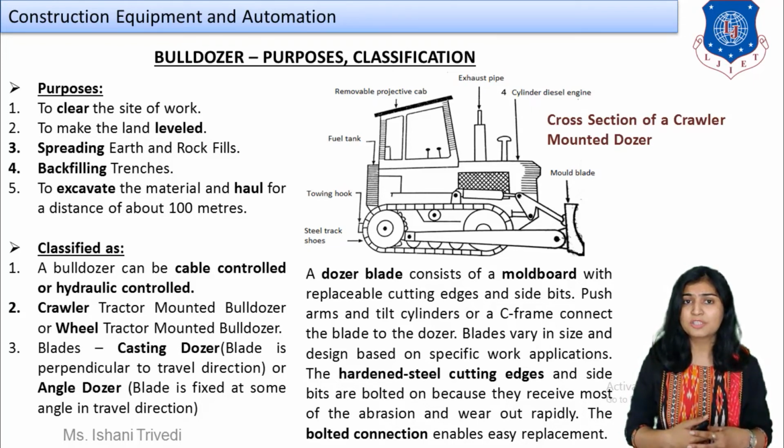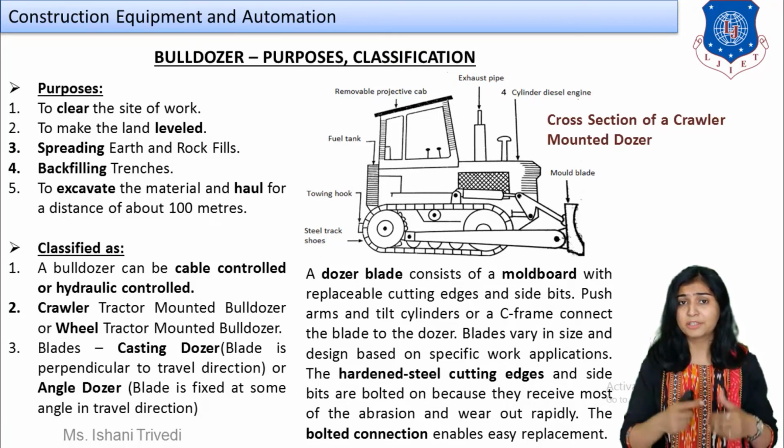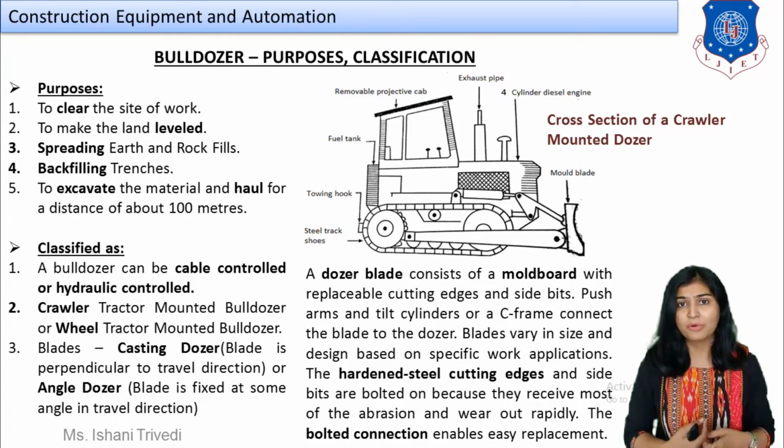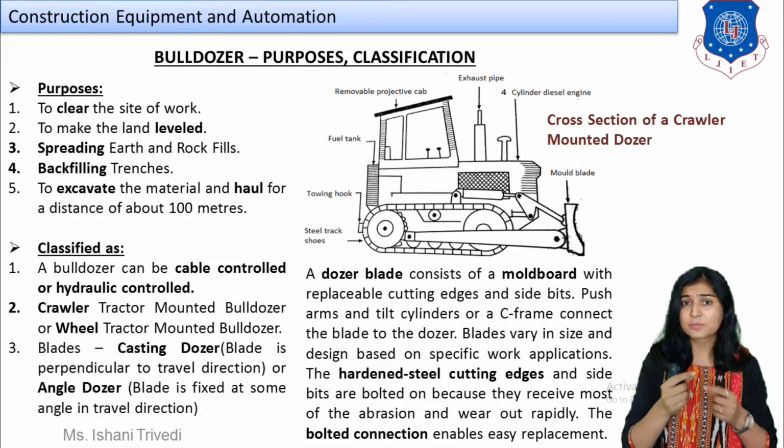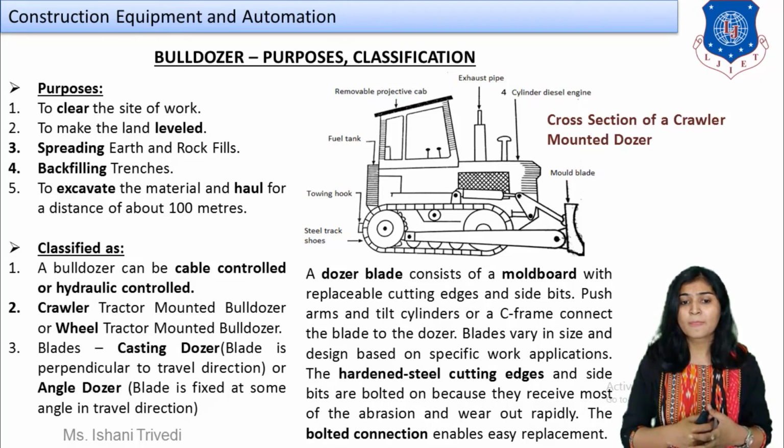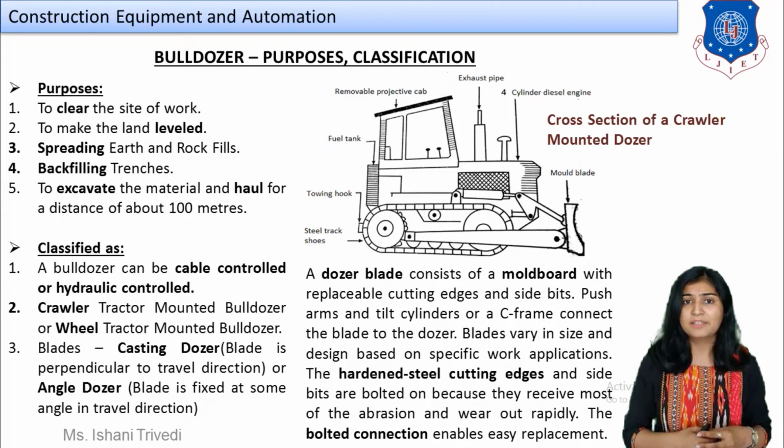It says a dozer blade. A dozer blade, which is right in front of you at the front of the bulldozer, consists of a mold board. Right, it is nothing but a type of steel board with replaceable cutting edges. Its cutting edges, its blades can be replaced. As I told you, it will be detachable, right, and side bits. Push arms and tilt cylinders, or a C-frame, connects the blade to the dozer.